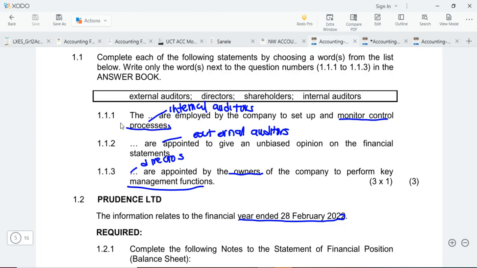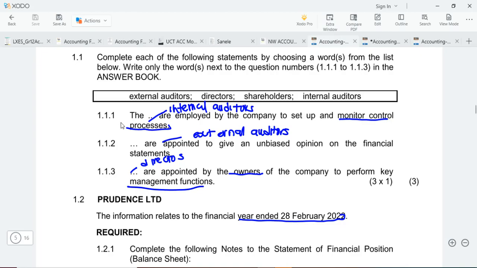In today's lesson we're going to be focusing on how to prepare the ordinary share capital. But before we do that, I want us to go through some theoretical concepts of this activity that we are supposed to do. Here they're saying complete each of the following statements by choosing a word from the list below. Write only the words next to the question numbers, and then we're going to read all these statements and determine what is the best concept that suits this.